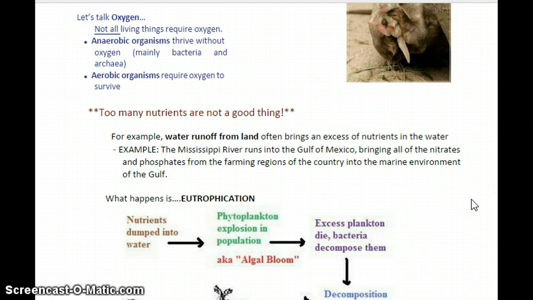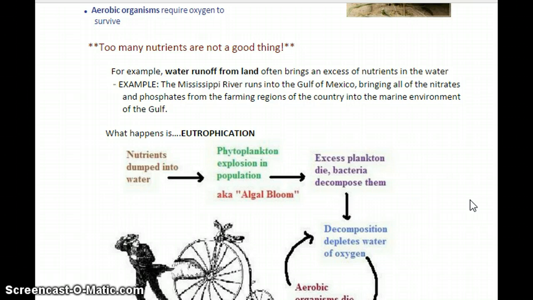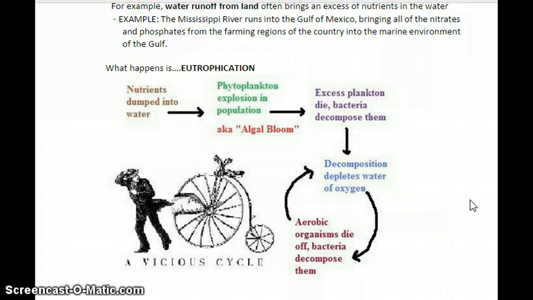So an important thing here is that too many nutrients are not necessarily a good thing. So you can have too many. For example, we see a big problem here in our country in particular. We have a lot of agriculture, a lot of farming going on. And what can happen is a lot of nutrients used to grow plants, fertilizers and things that are put into the soil to help plants grow, get washed into the water. So they get washed into rivers and lakes nearby, and eventually that all piles up somewhere.